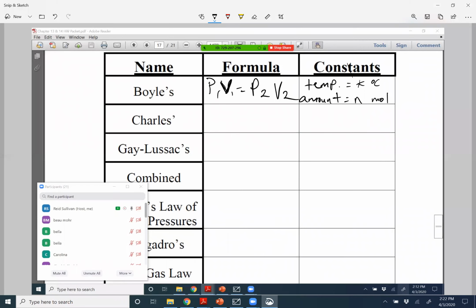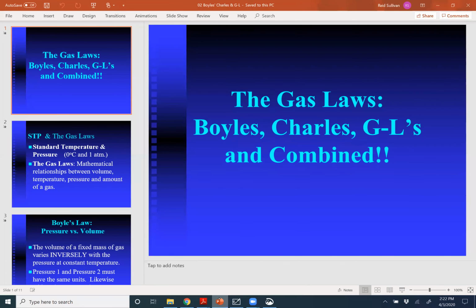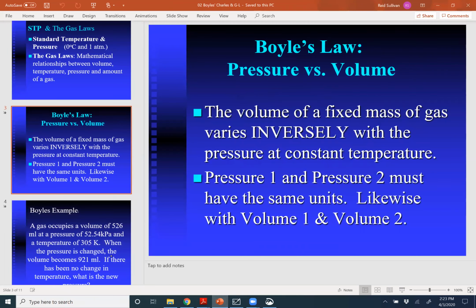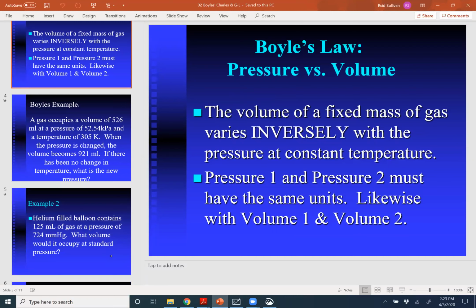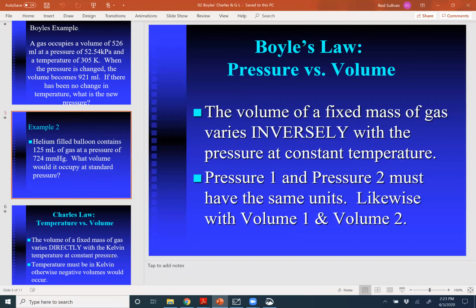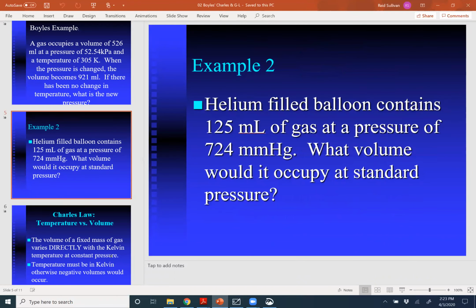So if we look at our PowerPoint here, we talked about Boyle's law, which says the things I already said, and then we have some examples. So let's take a look at some of these examples. We'll do example number 2 here. It says a helium-filled balloon contains 125 milliliters of gas at a pressure of 724 millimeters of mercury. What volume would it occupy at standard pressure?